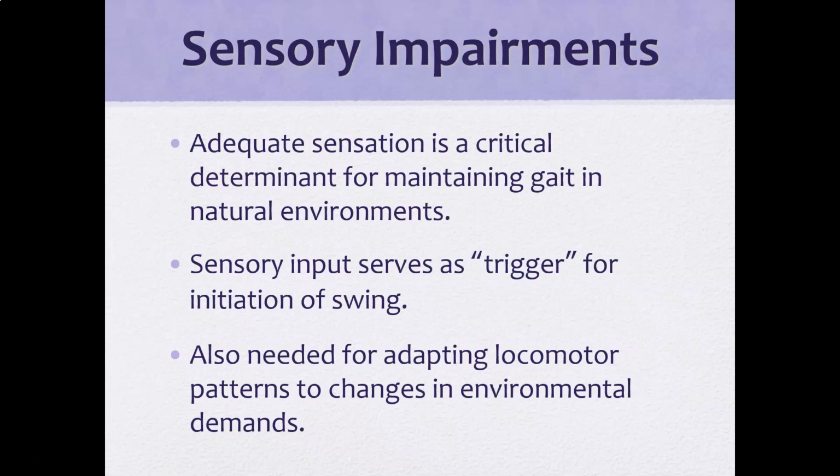If they have sensory impairments, adequate sensation is a critical determinant for maintaining gait, meaning diabetics have this problem. What if they can't feel the bottom of their foot? They don't have that sensation. Well, how are they going to get that feedback? Okay, so sensory input serves as a trigger for initiation of swing. So if they can't feel that their heel is touching the ground, how will they know to go into the next phase? It's also needed for adapting locomotor patterns to changes in environmental demands.